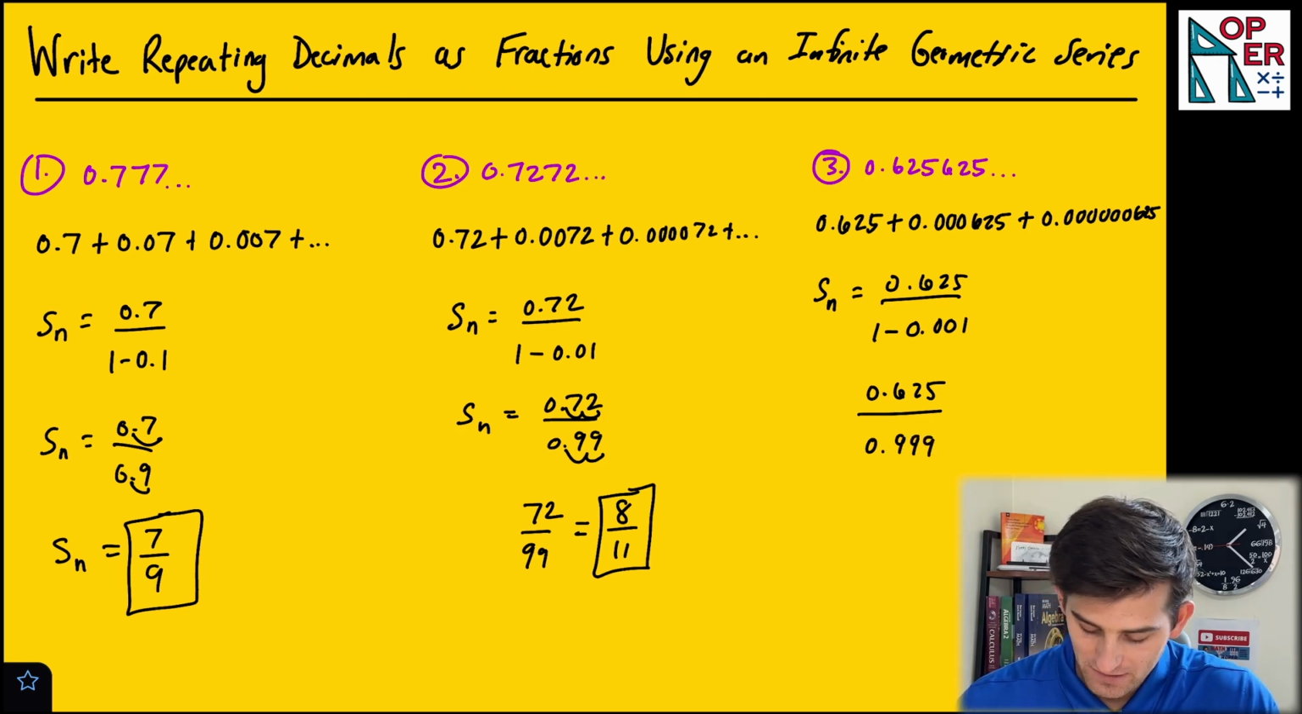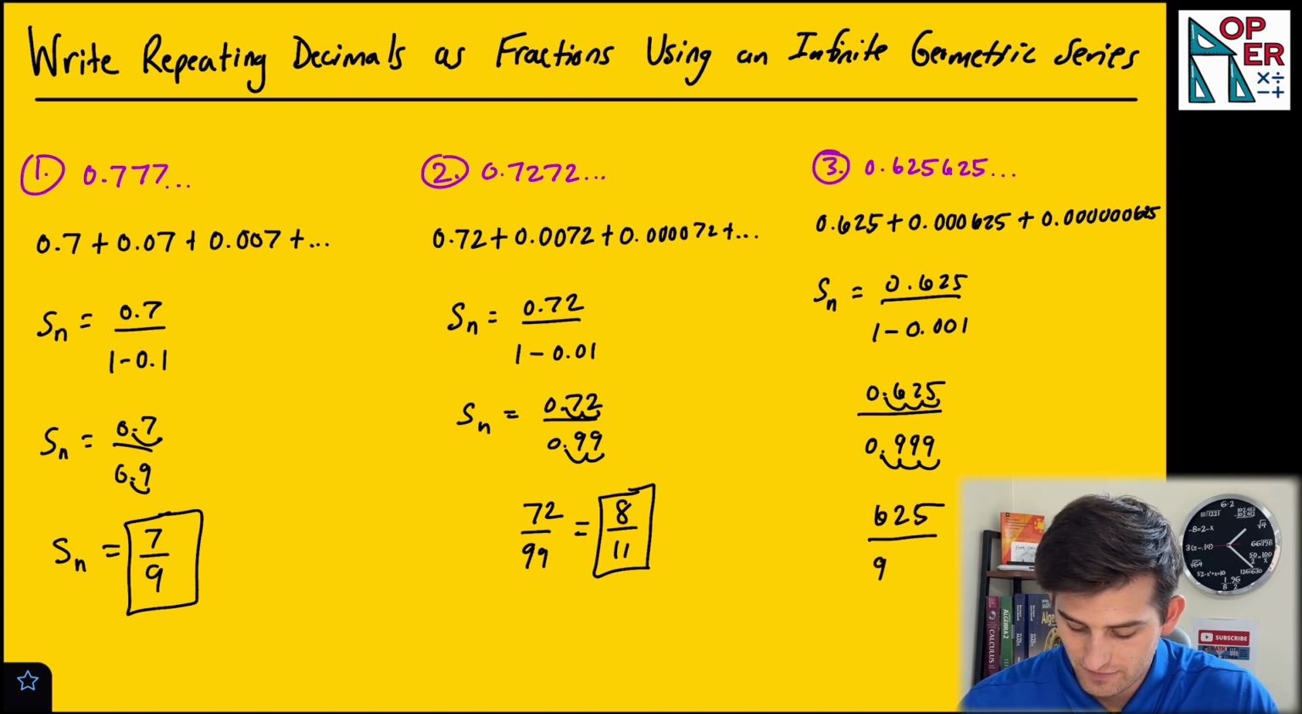Once again, we don't want to have that decimal, so let's move the decimal 3 places to the right to get our final fraction of 625 over 999.